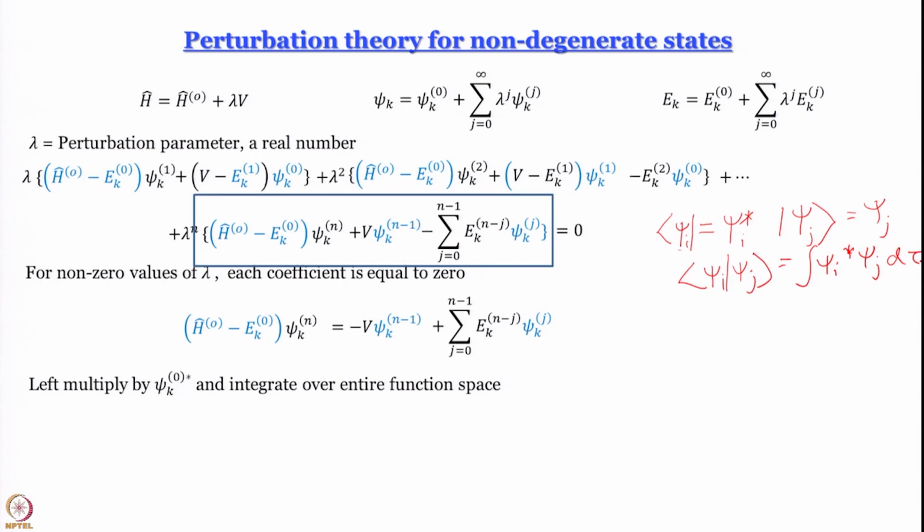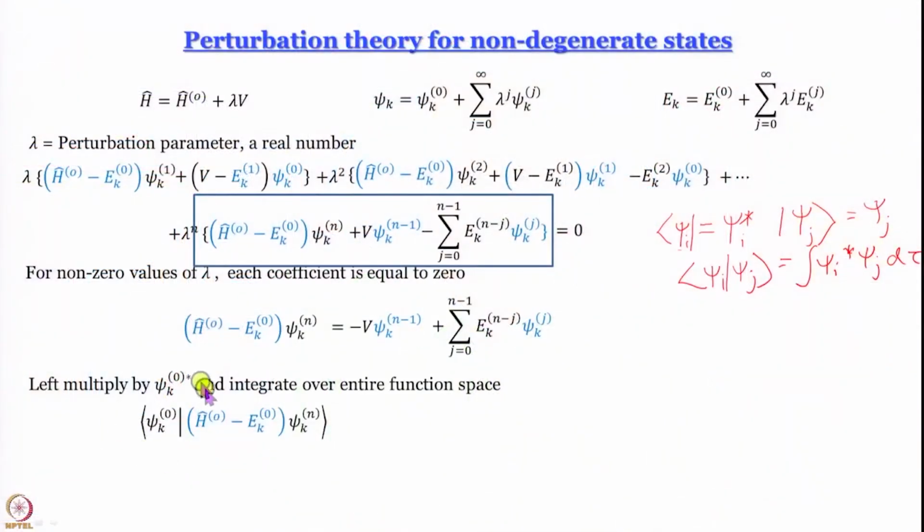Okay. So we left multiply and integrate over all function space, this is what we get. Psi_k 0th, remember when I write psi_k 0th in bra vector, it essentially means its complex conjugate, please do not get confused about that, multiplied by (H 0th minus E_k 0th) operating on psi_k nth. Usually we draw another vertical line here to just make it look good. Okay. Right hand side, what I have got? I have got minus psi_k 0th star V psi_k (n minus 1)th integrated over all space, and I have got summation j equal to 0 to n minus 1.